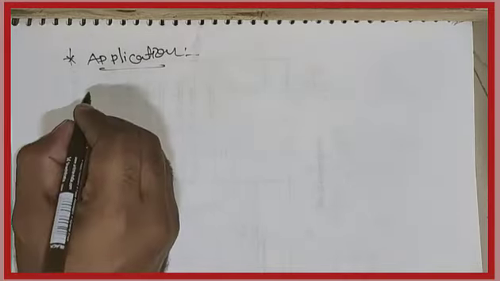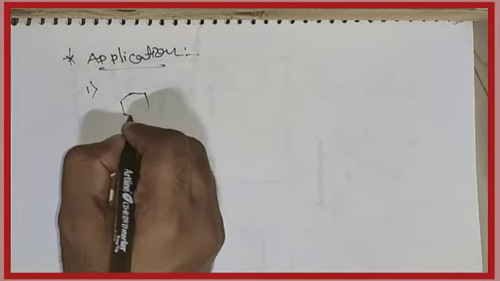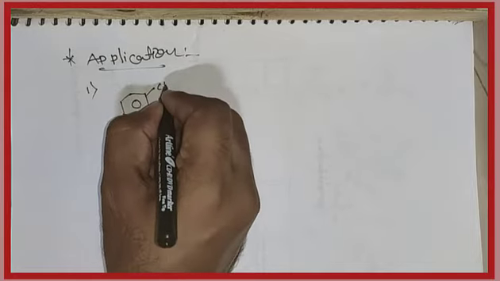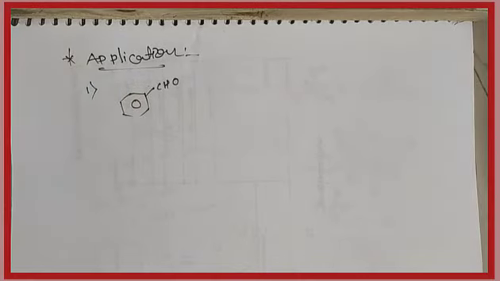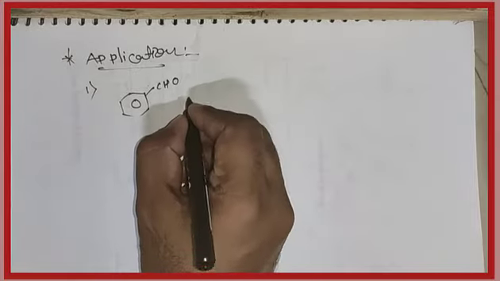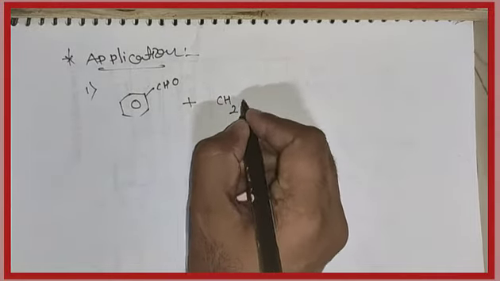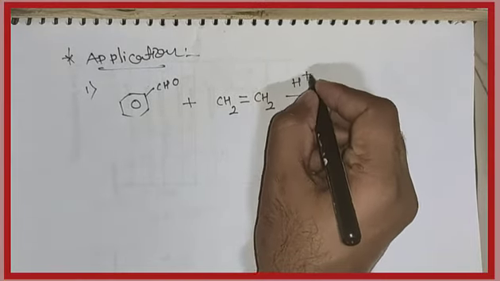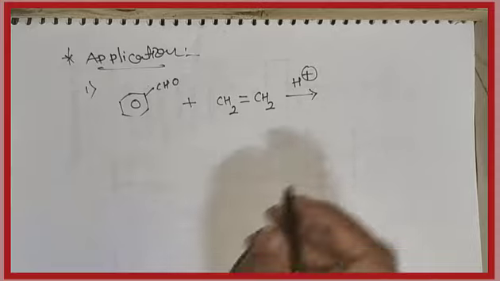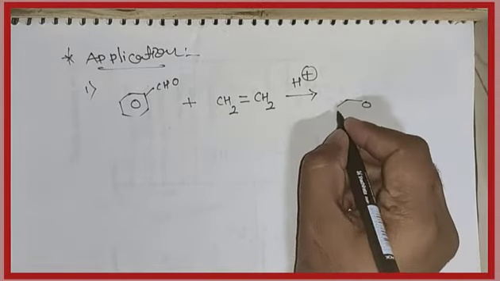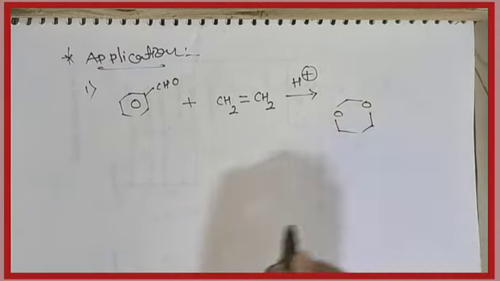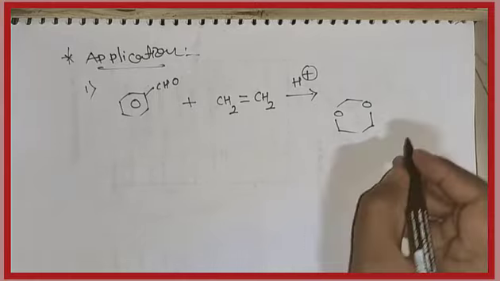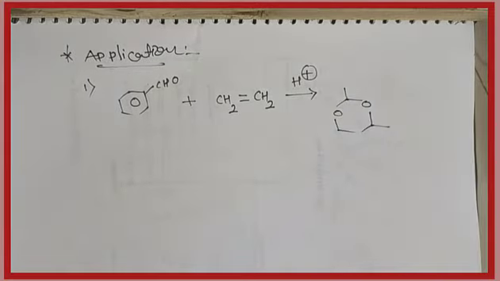Okay, now let's move towards the application part. I am not going into the mechanism, you have to do that by yourself, so I am just directly giving the product. Suppose as a starting material I am using benzaldehyde, and as an alkene I am using ethene in presence of an acid catalyst. So two products are formed. First one is 1,3-dioxane. So let me give its basic structure. So this is 1,3-dioxane. Now as we discussed, these two parts come from the aldehyde group.